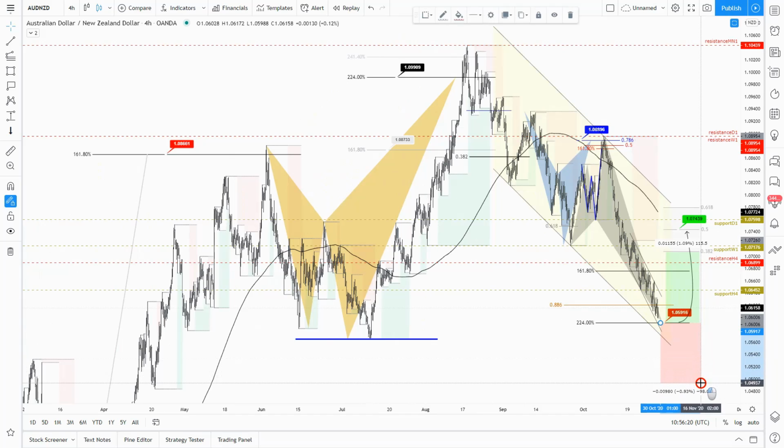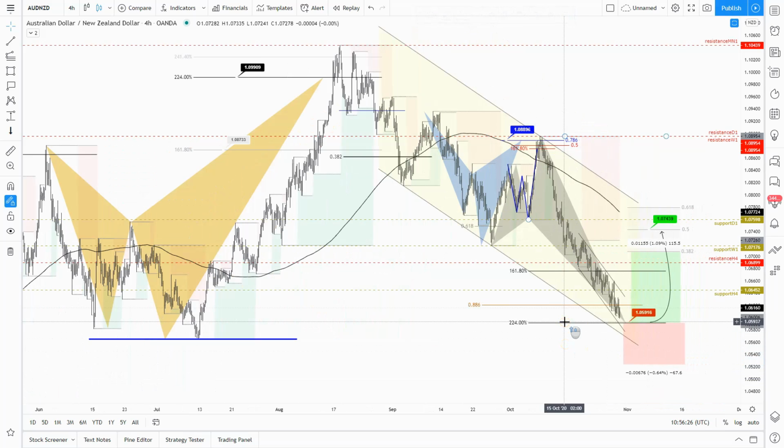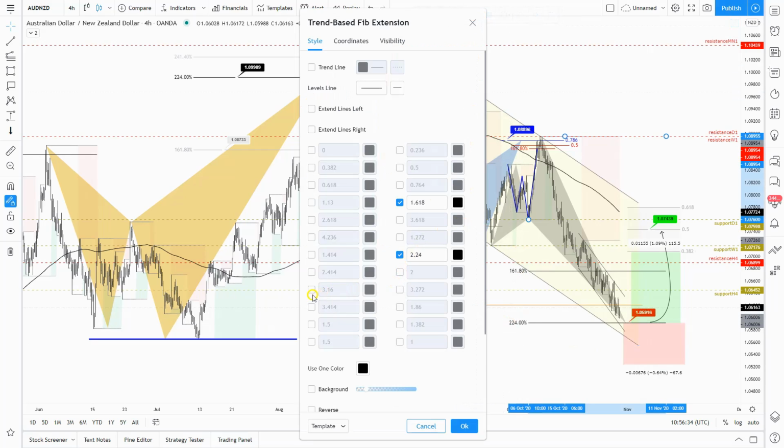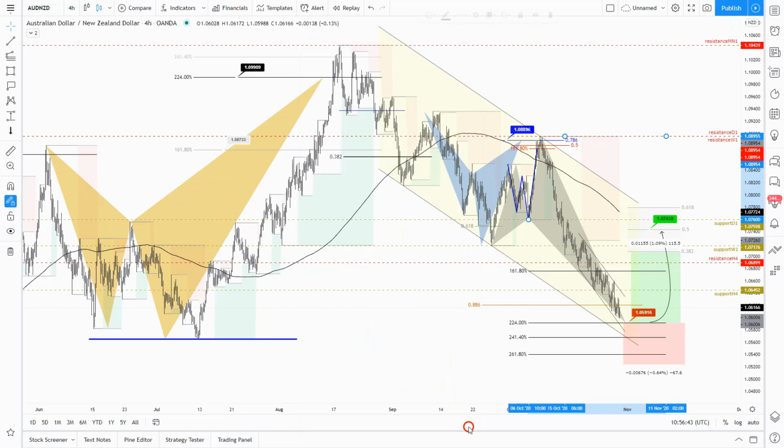Too much for the pattern, but I accept a one-to-one risk reward approach. It's a pattern that, as I said before, doesn't require a lot to fail, but it will not be a surprise to see the price extending to, let's say, 224, 241 and 261.8. Be careful with those levels.